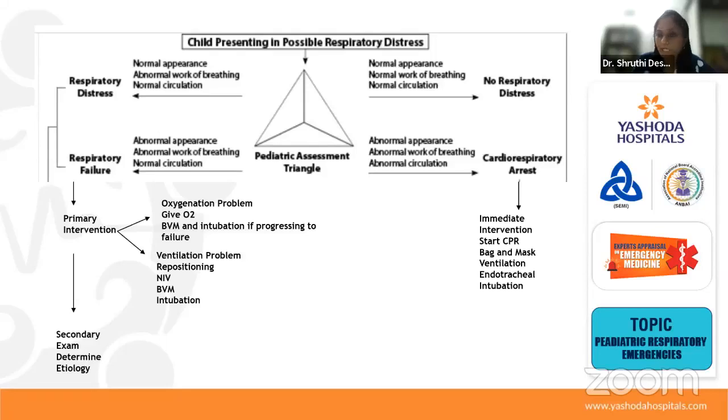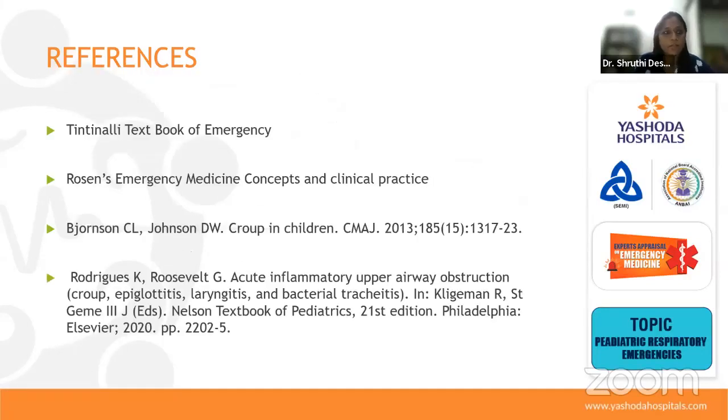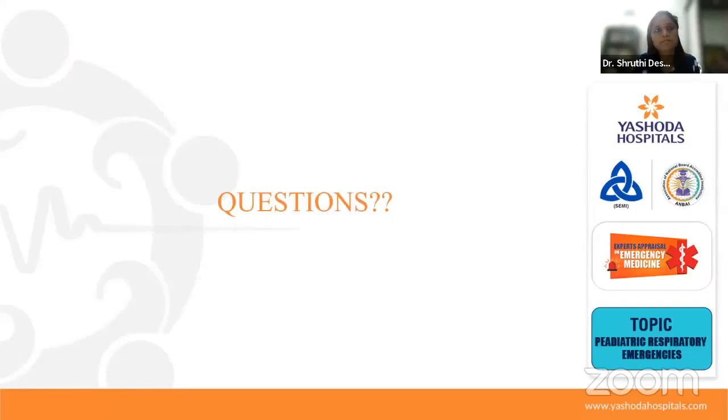Following which, you do a secondary examination, try to determine the etiology and treat the underlying cause. So this summarizes the approach and a few important differential diagnoses. So these are my references. Any questions?